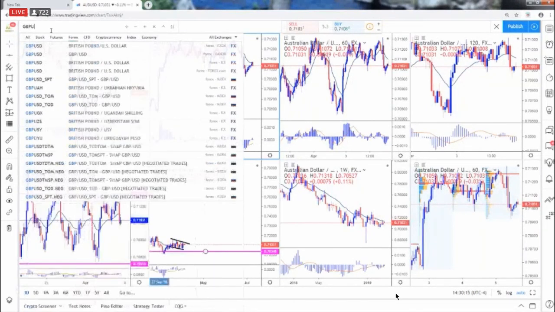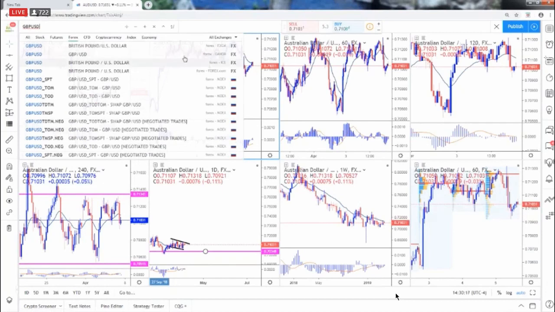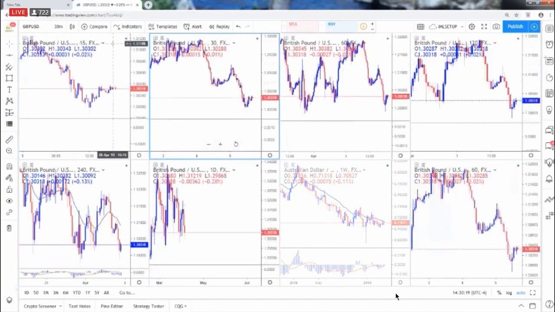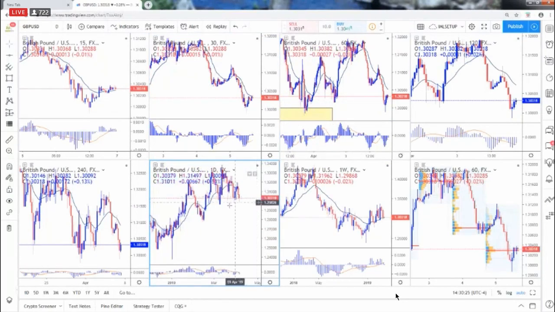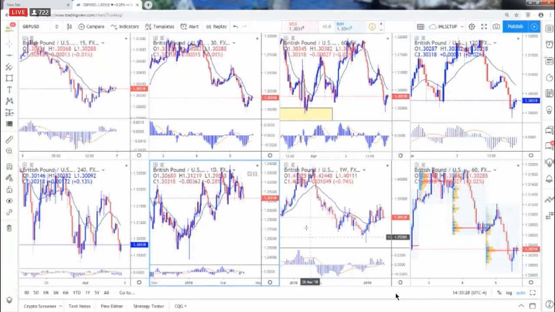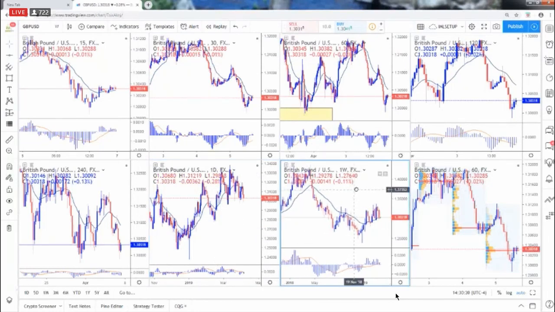GBP USD. And I'll try to get you through the charts as timely as possible so you guys can start your day and get things in your life going. Okay, we looked at this last week. This market's retraced up. It's feeling like it's trying to turn down.